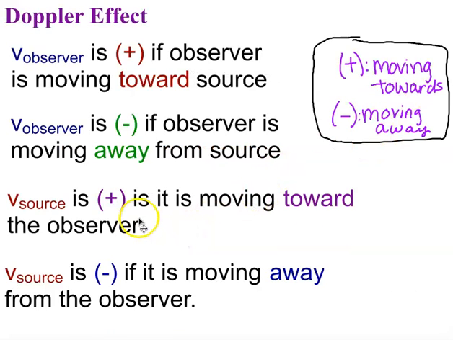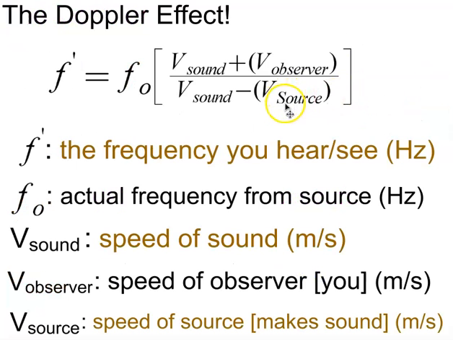Now, when you have the source doing the moving, again, same deal. If the source is moving towards the observer, make it positive. If the source is moving away from the observer, make it negative. So again, flipping back to our equation, if the source is moving away from you, you might have two negatives here. And remember, two negatives cancel and become a positive value. So again, the sign for the velocity of the observer and the source can change what you get inside these brackets that you're going to then multiply by the actual frequency to determine what frequency you would hear or see as a result of the Doppler effect.